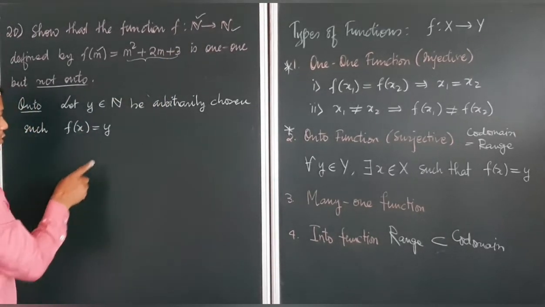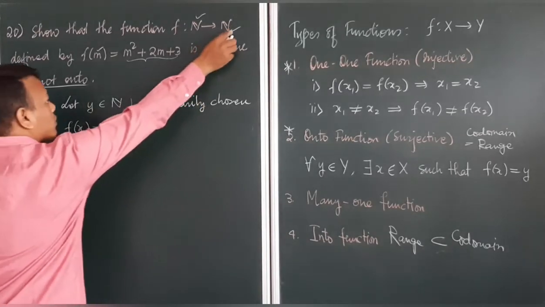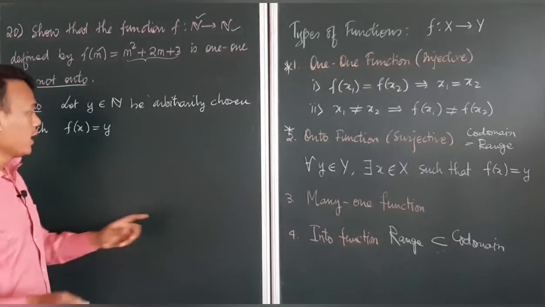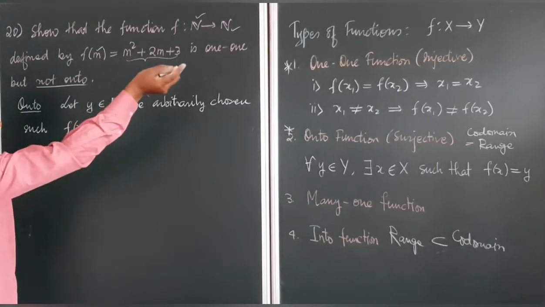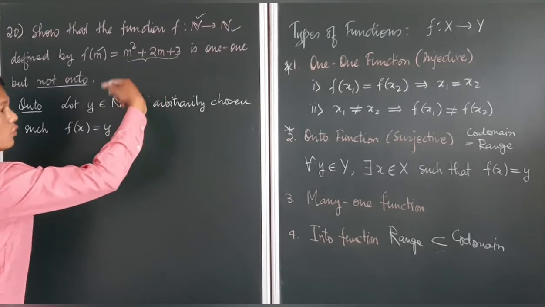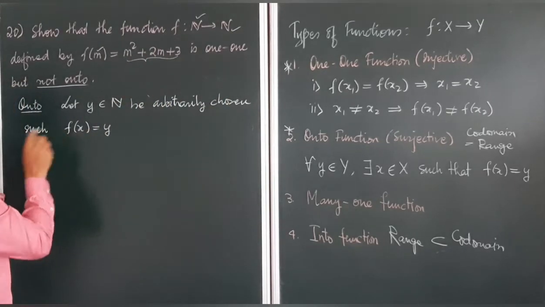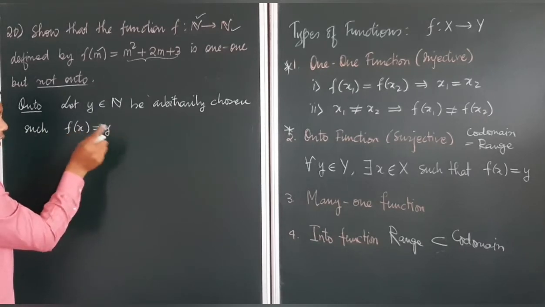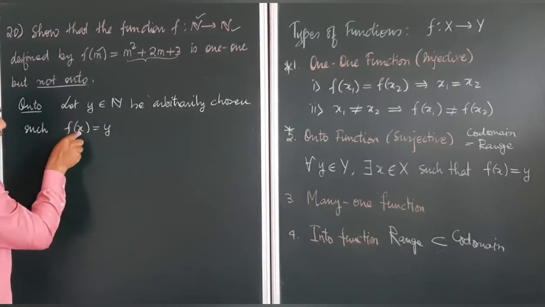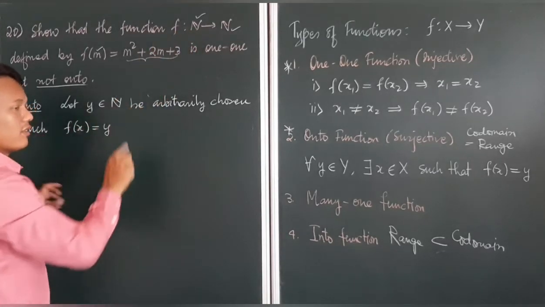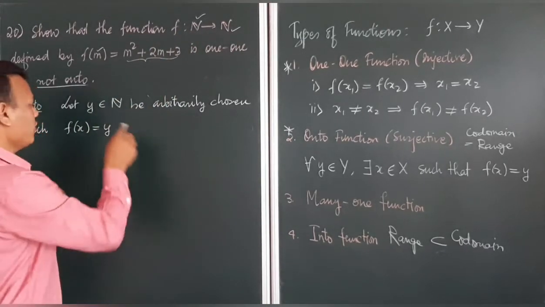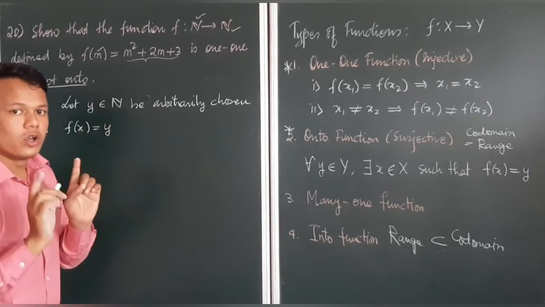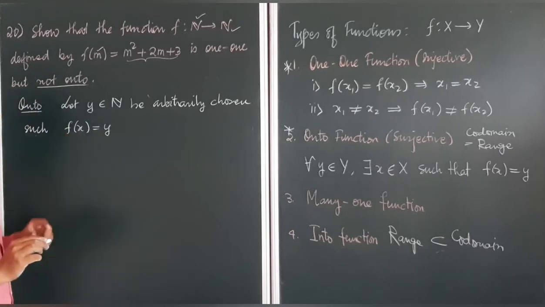Let me repeat once again. Choose any random element from the second set, because in the second set every element has to be mapped. Let me take that particular element from the first set to which y is mapped to be x, such that f(x) equals y. That's what I have written here, and I need to find what that x is. If that x comes from this set, then the function is onto. But if this x does not belong to this set, then the function is not onto.